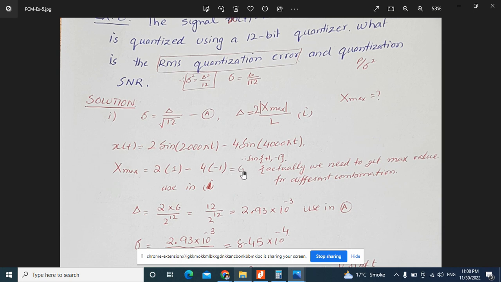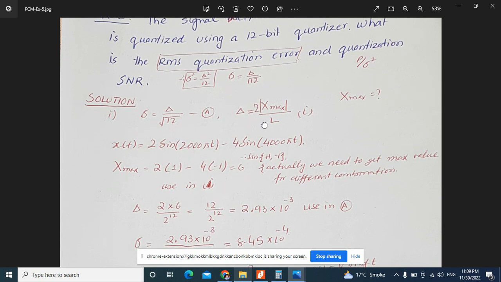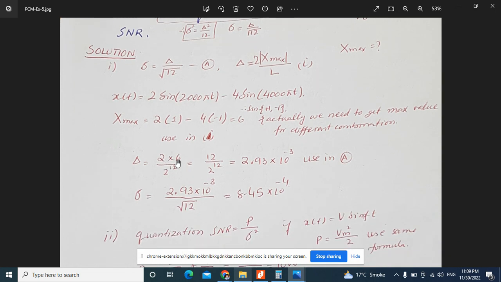So use this in this equation. So x max is 6 multiplied by 2 and then divide by L, and we know L is equal to 2 raised to the power n, and n is given, that is 12 bit. So delta is equal to 6 times 2, that is 12, divided by 2 raised to power 12. If you simplify using your calculator, the answer is 2.93 times 10 raised to power minus 3, and use this value in equation A.